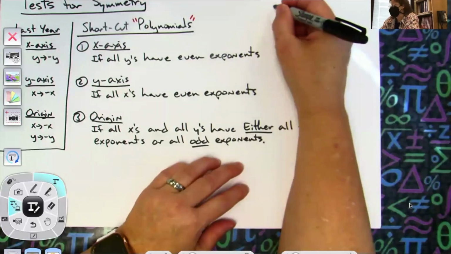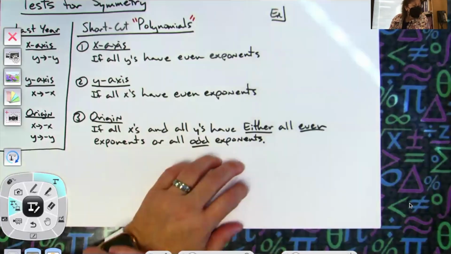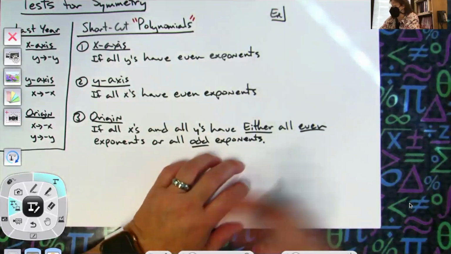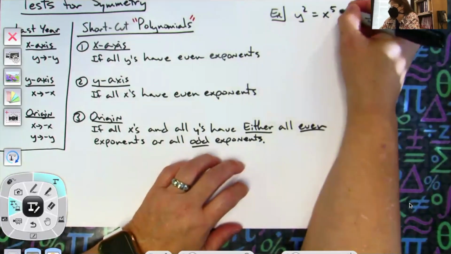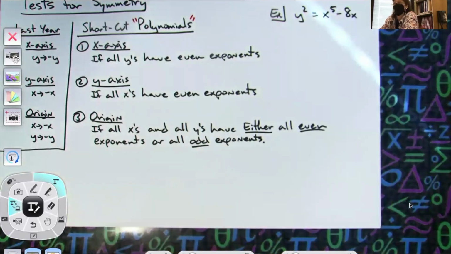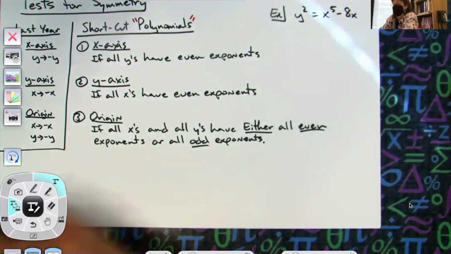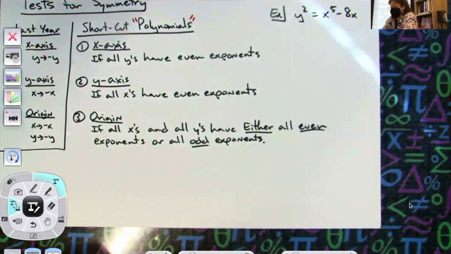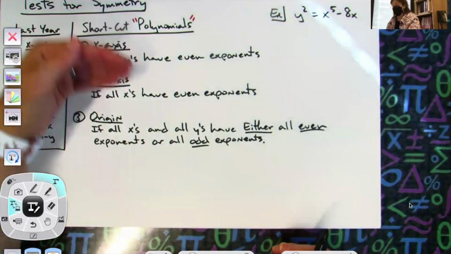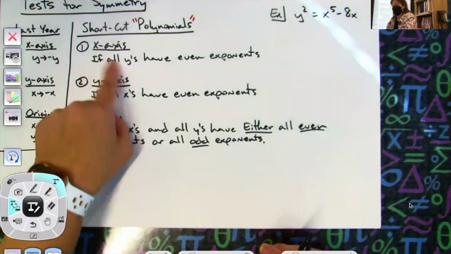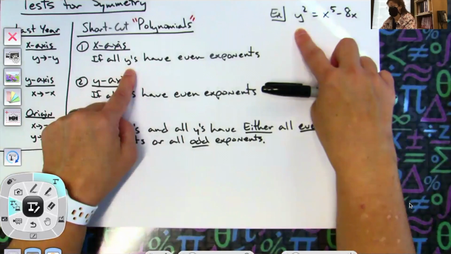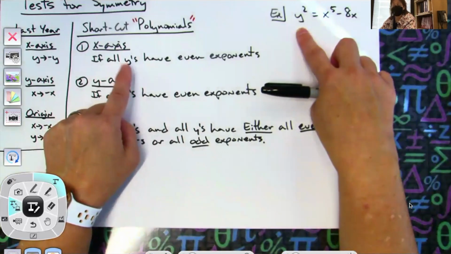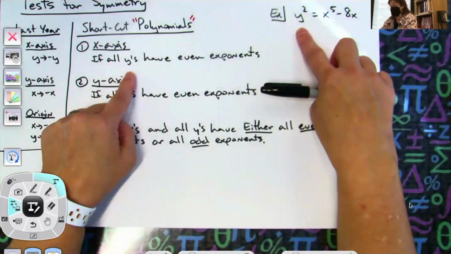Okay, so I'm going to throw an example in right here. Let's take a look at y squared equals x to the 5th minus 8x. First of all, is it a polynomial curve? Yep, it's a polynomial curve, so that means I can apply my shortcuts. You might as well just start with one rule and then go all the way through. If I want to test for x-axis, I'm going to look at my y's. Well, I only have one y, and it is even, so it does fit this. So it is symmetric around the x-axis.